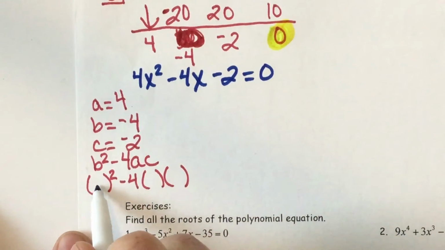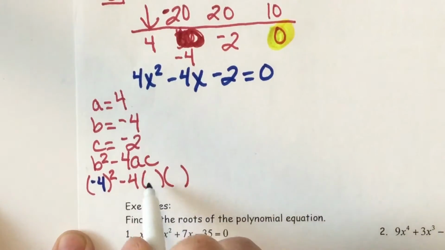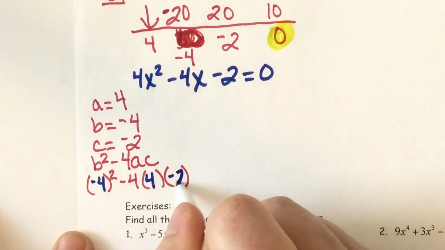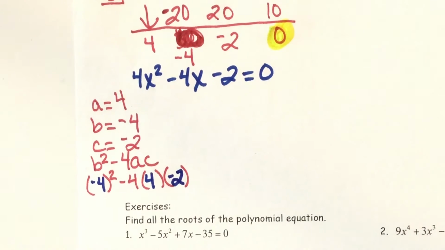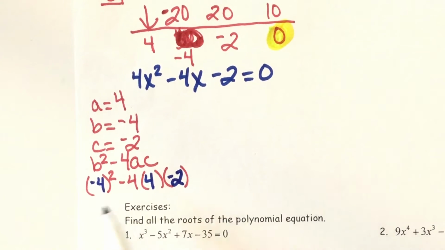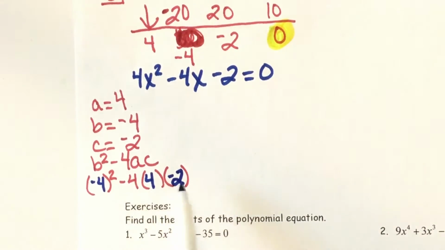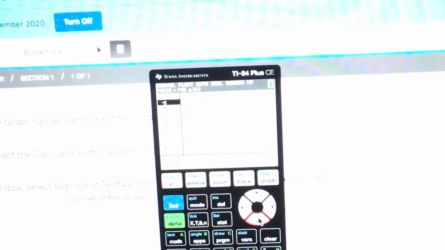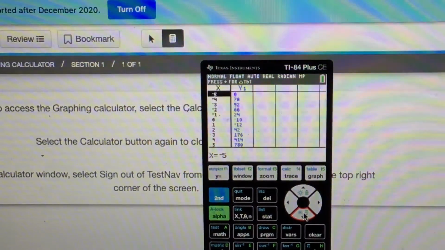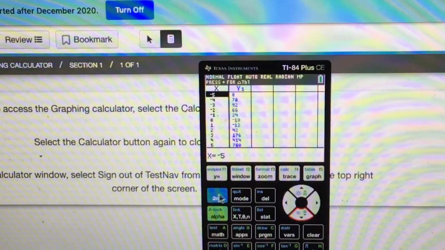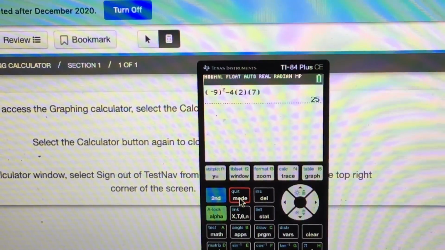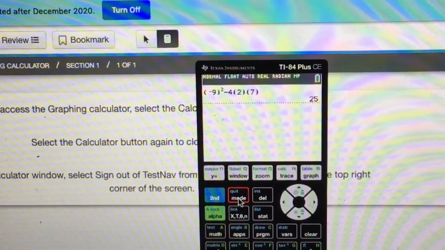So into the b, I'm going to put the negative 4. Into the a, I'm going to put the 4. And into the c, I'm going to put negative 2. All right, and I'm going to make my calculator calculate this all right here. Okay, so I'm going to my calculator. And if you don't remember from yesterday, if you want to get out of the screen, you just go second mode, and it quits you out of the screen. Second mode. And then I'm back to this calculator screen that I was in yesterday.